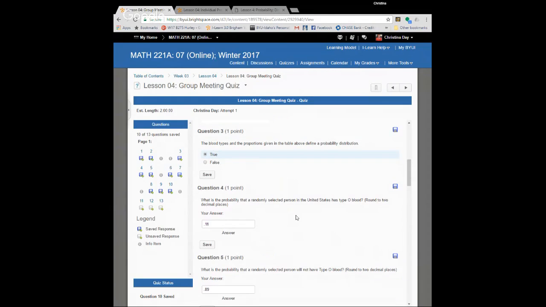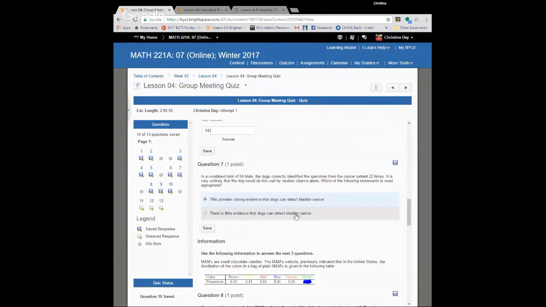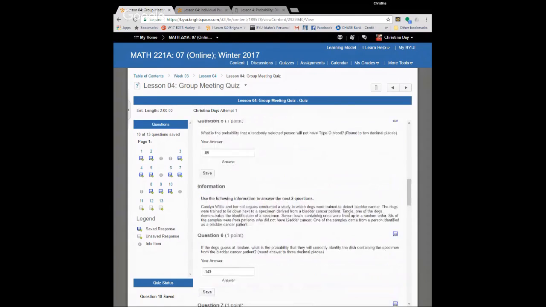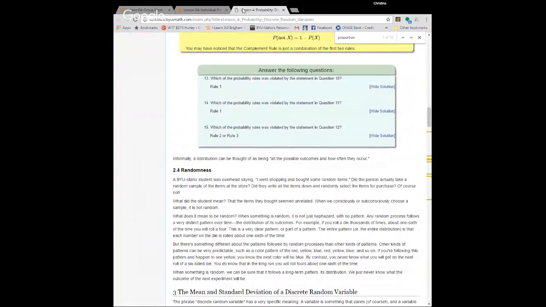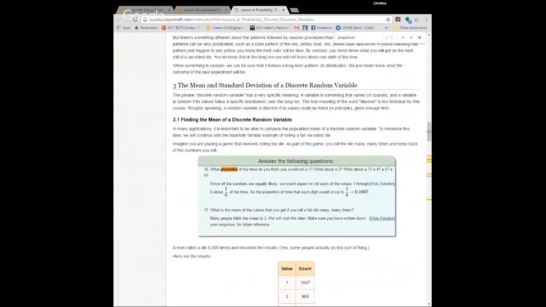So you think we have 4 and 5 right, but then when we get down to, let me find it. Yeah, if you go to our notes 3.1. Okay. Question number 16. Look, what proportion of the time do you think? So what we are actually finding out is the probability. So the proportion of times that each digit would occur is 1/6.